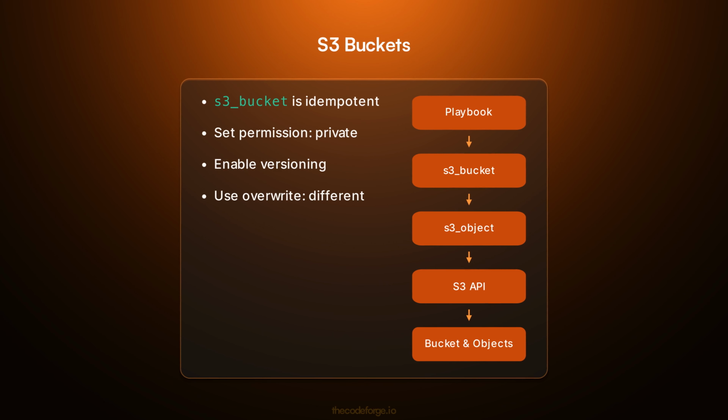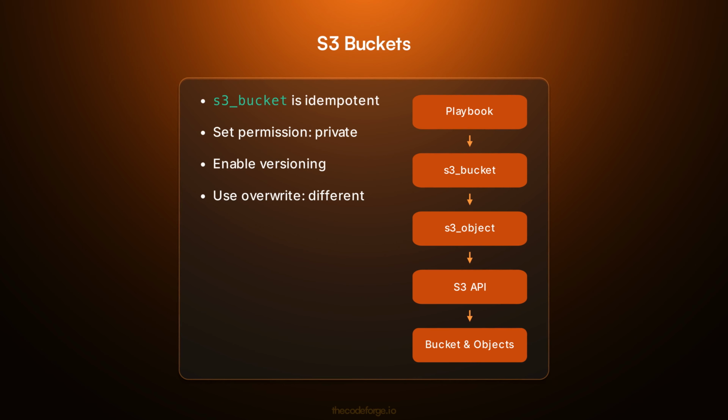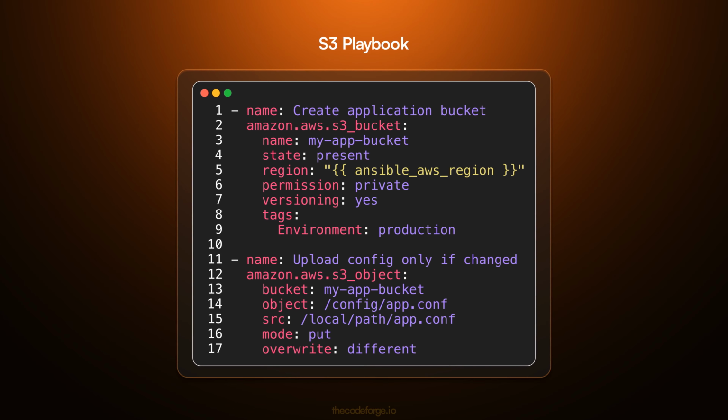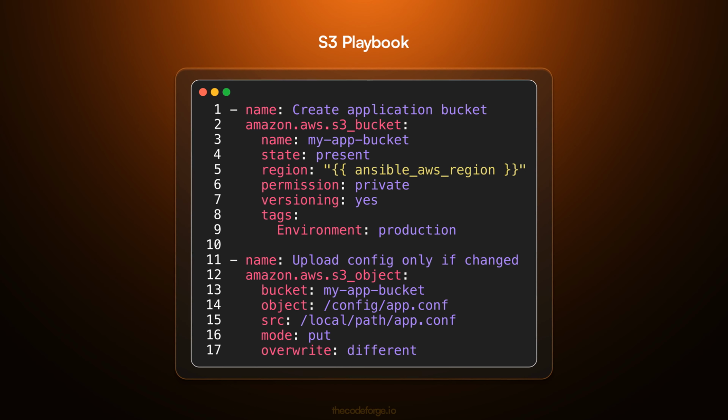The S3 bucket module is idempotent by default. Use permission private to avoid public access. For objects, use overwrite different to upload only when the file changes. Create a bucket with versioning enabled. Upload objects only when the content differs, using MD5 checksums.